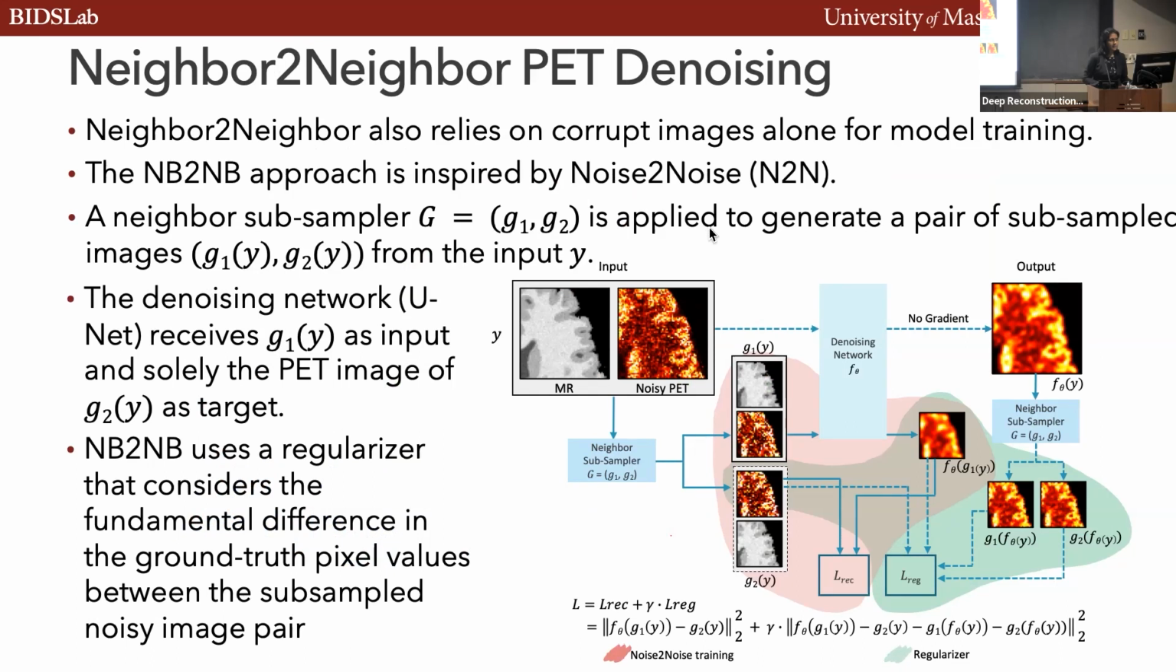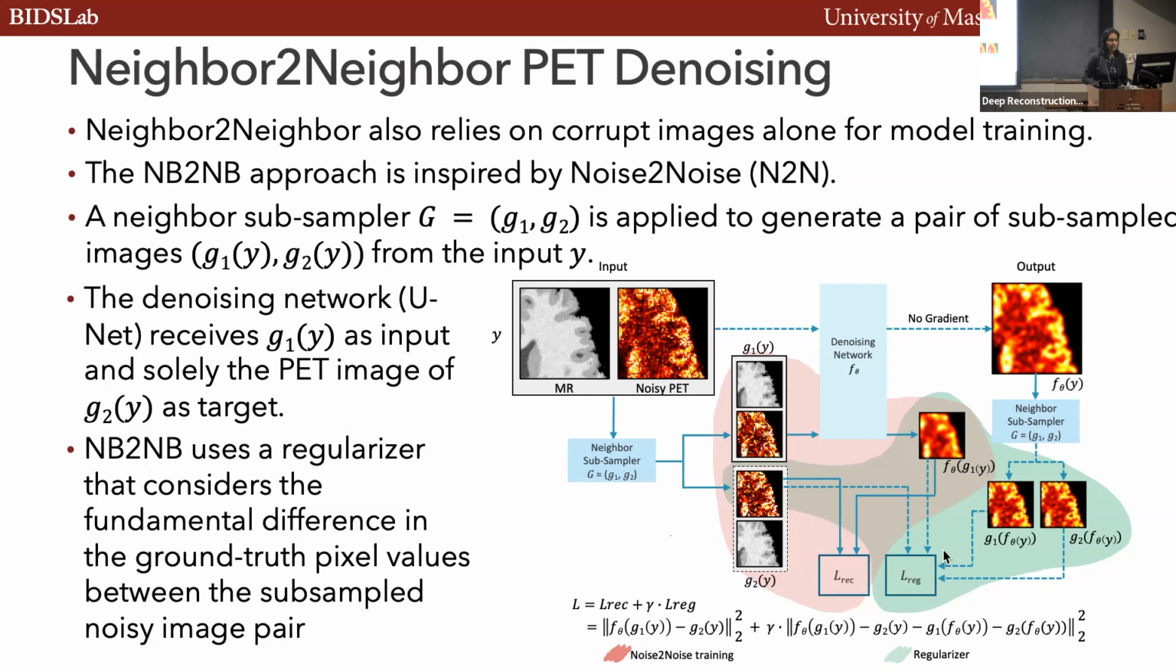So the other method that I was going to talk about was neighbor to neighbor. You can also consider it a noise to noise variant. The basic concept, as I'll try to explain, involves subsampling a single noisy image to create two noisy versions of the same image, and then applying the noise to noise denoising concept to it.